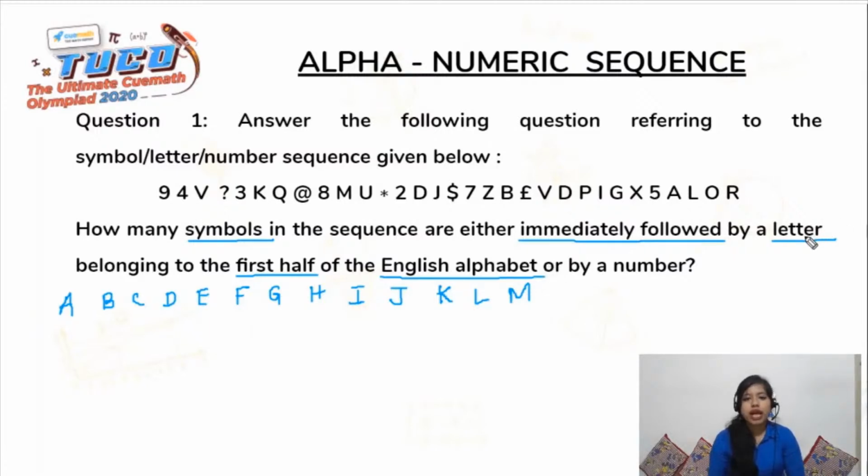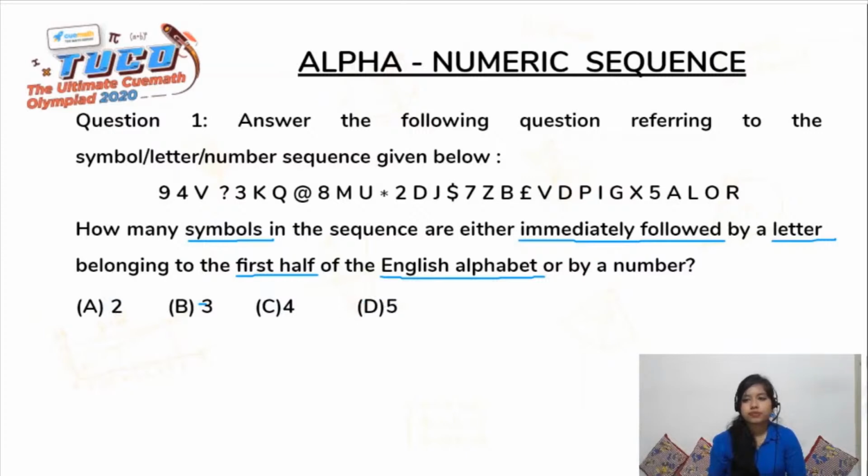Okay. So now let me put on the options as well. So here goes our options. Let me just write it below this. So here A, B, C, D, E, F, G, H, I, J, K, L, M. Okay. And now let's see.